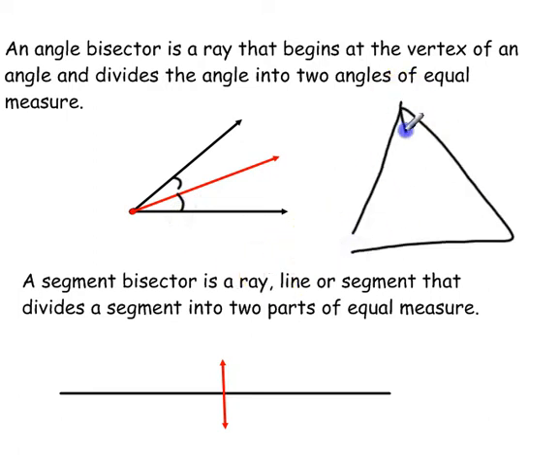We have triangles and then we'll have an angle bisector, and then we know that this angle is equal to this angle over here. That becomes very helpful. A segment bisector is a ray, a line, or a segment that divides the segment into two parts of equal measure. So that makes this side equal to this side over here.